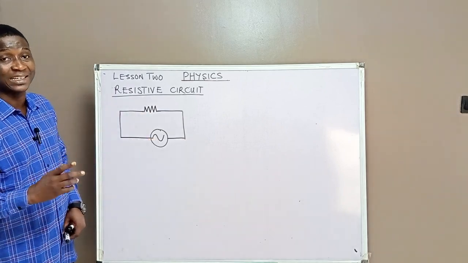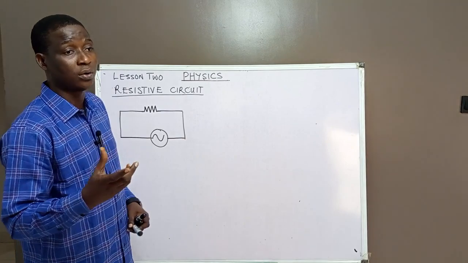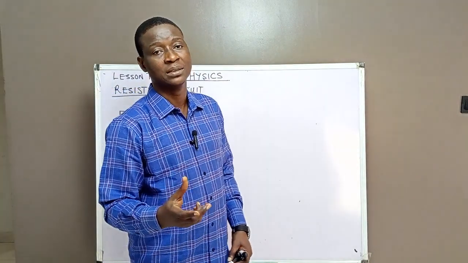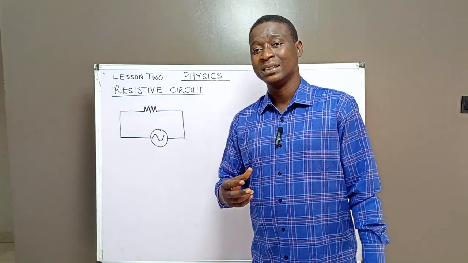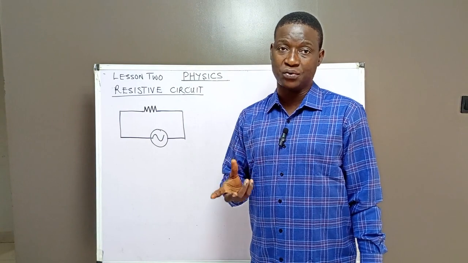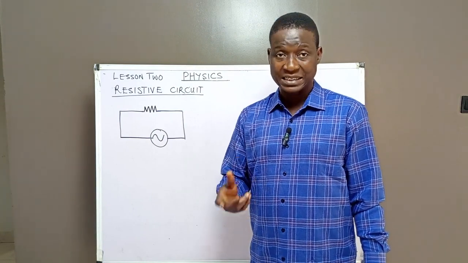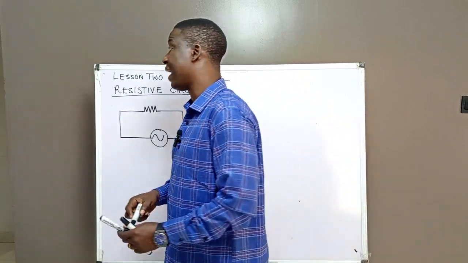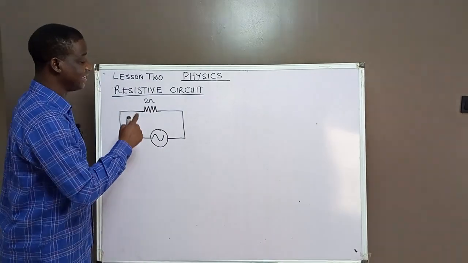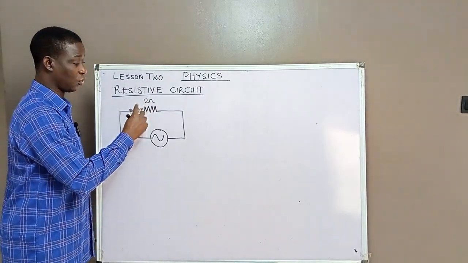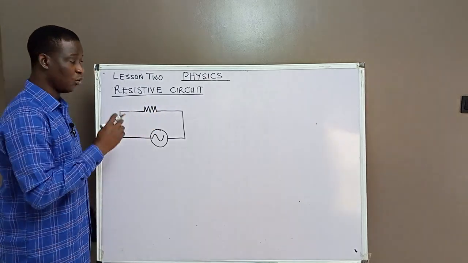There's a difference between a resistor and a resistance. A resistor is a component that resists the flow of current in a circuit, while resistance is the ability of a resistor to resist the flow of current in a circuit. If I put a value on this particular resistor, it becomes a what? The resistance of a resistor. So I've explained that. Let's go on.